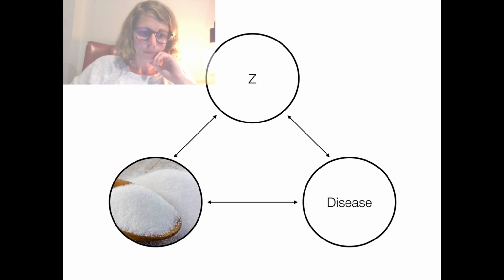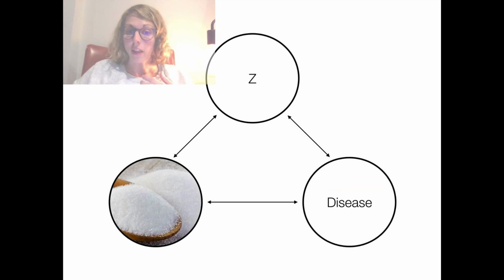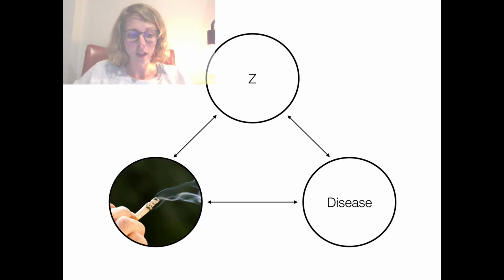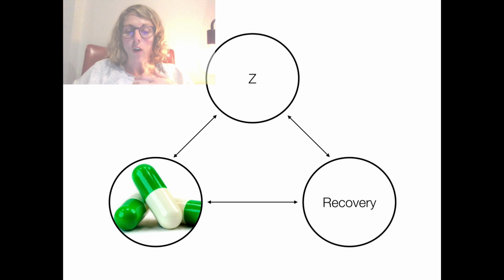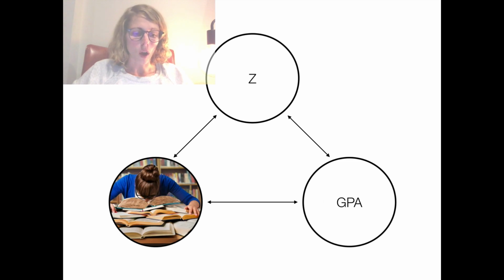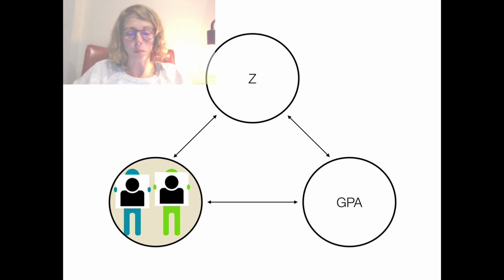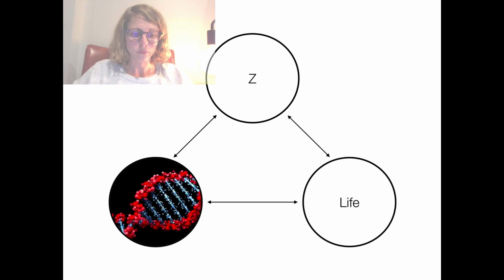And so there are often many unknown third variables associated with the thing we're interested in predicting in psychological research. We might be interested in how sugar consumption correlates with heart disease, or how smoking correlates with lung disease, or alcohol with liver disease, or how taking a particular medication or drug predicts or correlates with recovery time, or how much time we spend studying correlates with our grades, or particular personality variables correlate with our grades, or our income, or how genetic factors and variables correlate with multiple life outcomes, and on and on. These are all examples where we'd like to draw causal inferences.